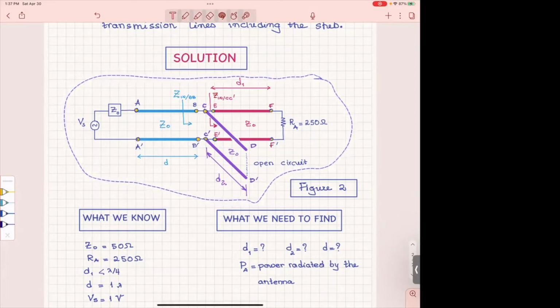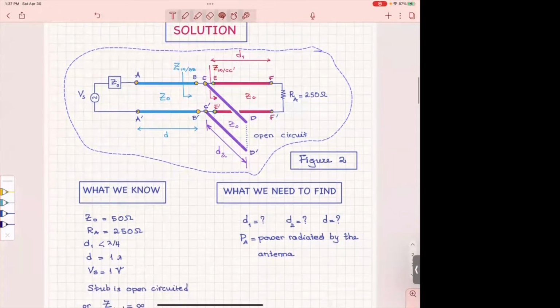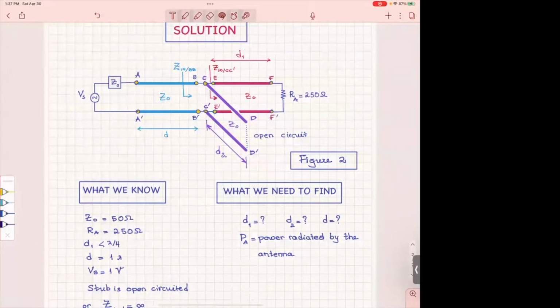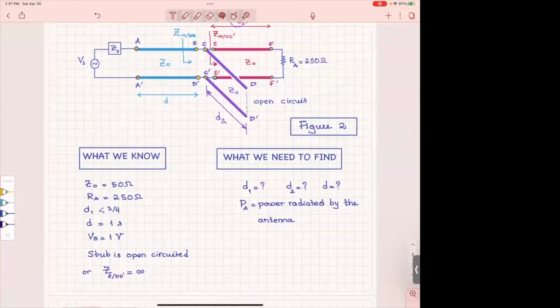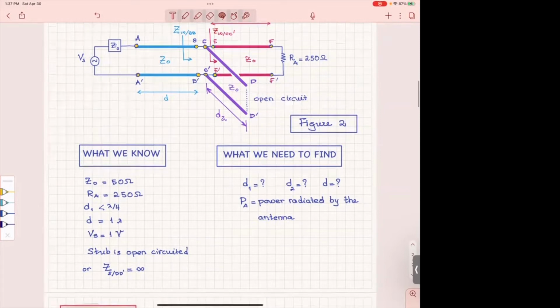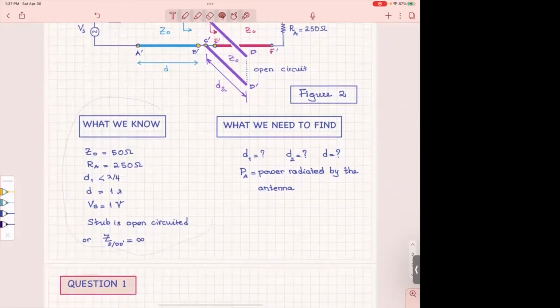So you pay attention to what is given and what are the dimensions that are unknown and we have to specify. So here, for example, it becomes easy to see that we have to specify D, D2, and D1, that from AA prime to FF prime we have 1 lambda, D1 has to be less than 1/4 of a wavelength, and the stub is open circuited. So the next thing that I said we have to do is to write what is given to us and what we need to find.